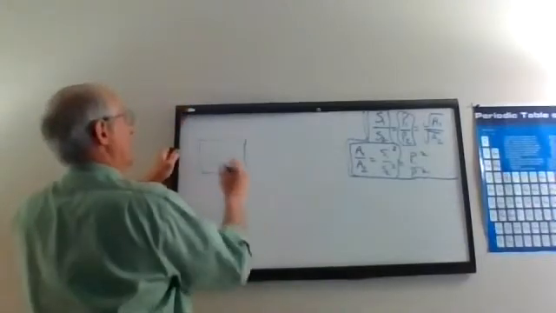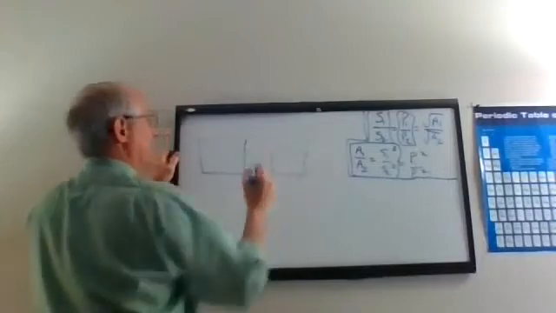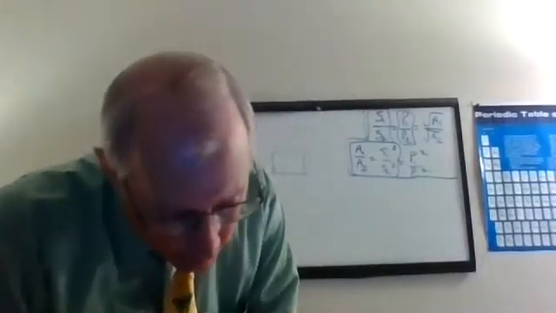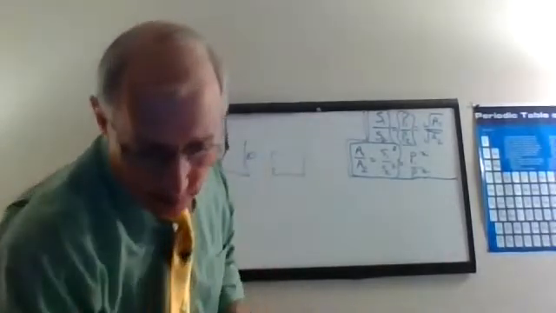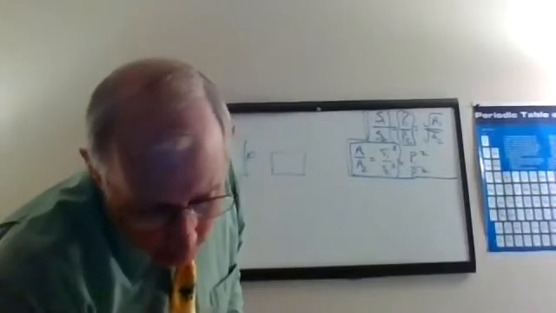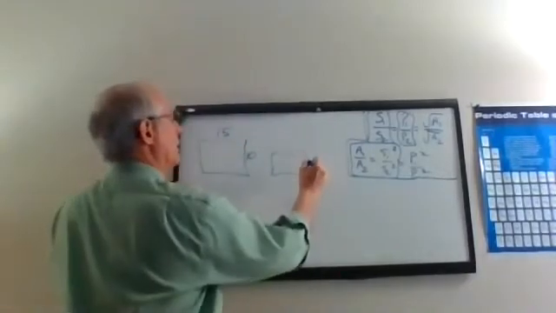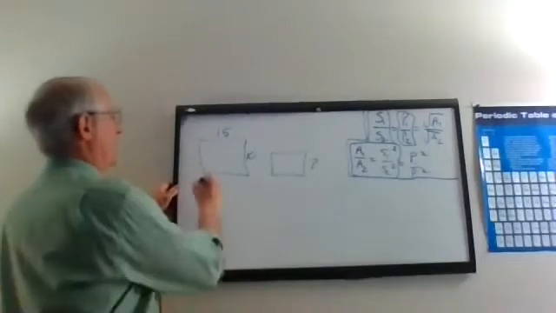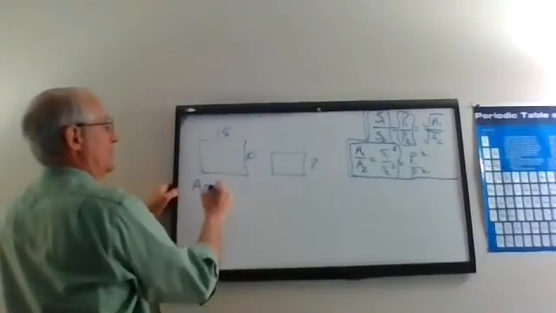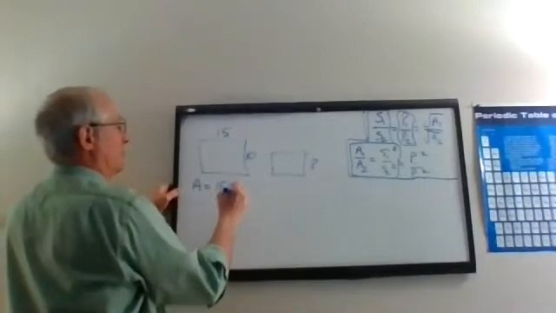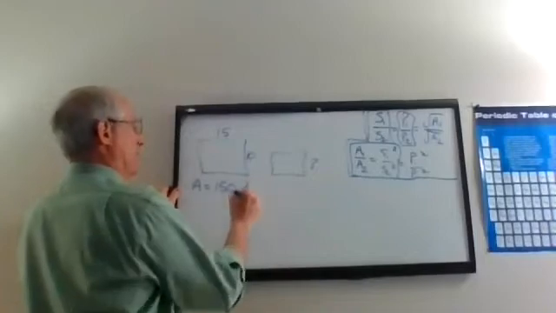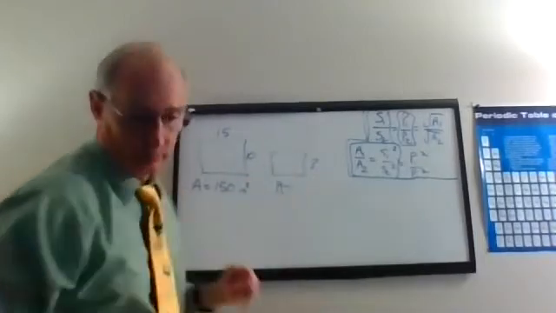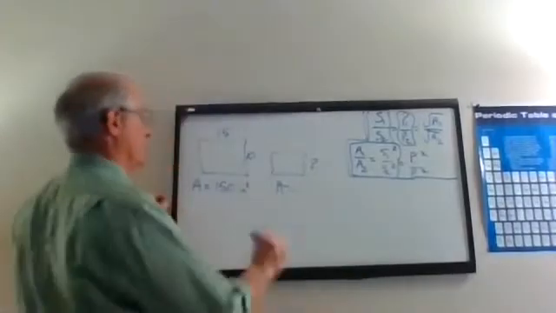Okay, so we've got a big rectangle and a little rectangle. That's nice. This one is 15 by 10, and this is a question mark. So the area here is 15 times 10, which is 150 square inches. And the area here they gave us is 96 square inches.